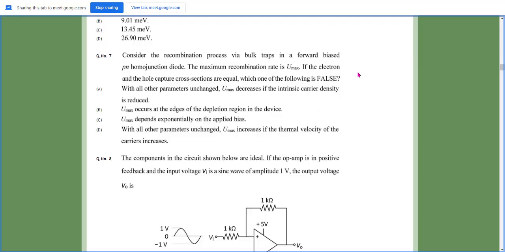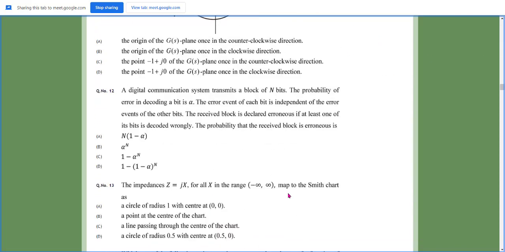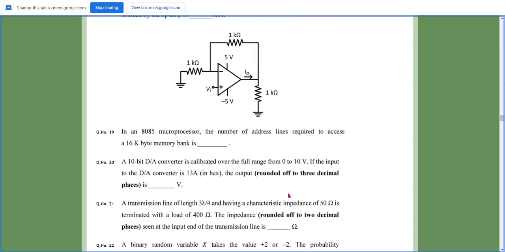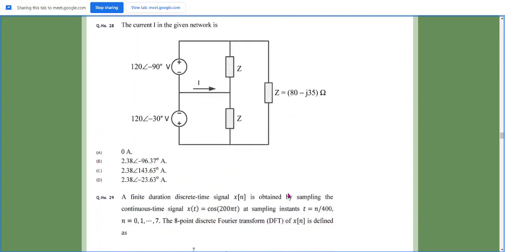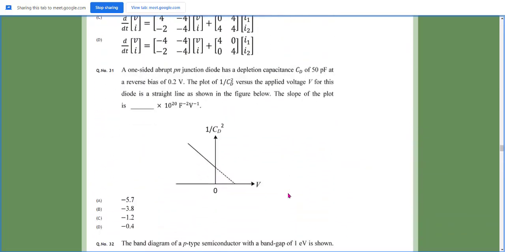So for those who have joined now, Chandrasekhar has asked a question, so I'm just trying to answer it. We'll start in 5 more minutes. Okay. So question number 31 you are saying. Let me see what is that.